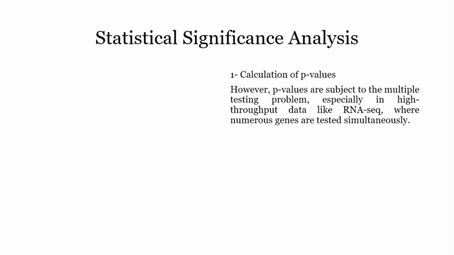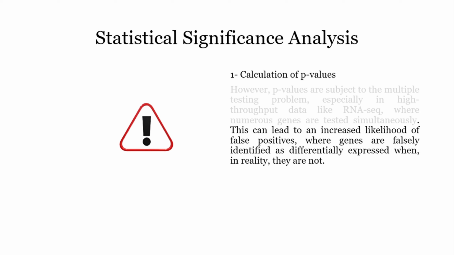However, p-values are subject to the multiple testing problem, especially in high-throughput omics data like RNA-Seq, where numerous genes are tested simultaneously. This can lead to an increased likelihood of false positives, where genes are falsely identified as differentially expressed when in reality they are not.